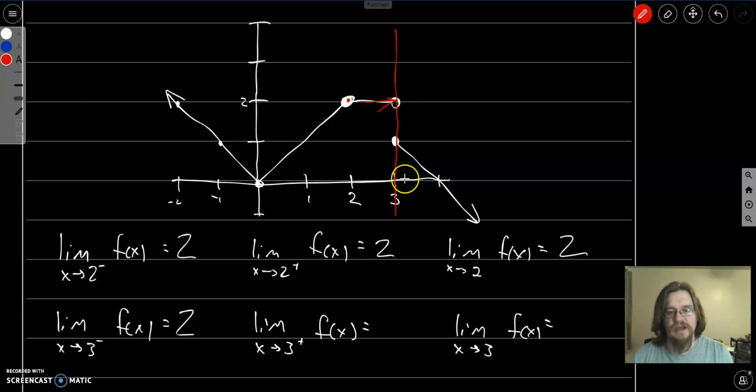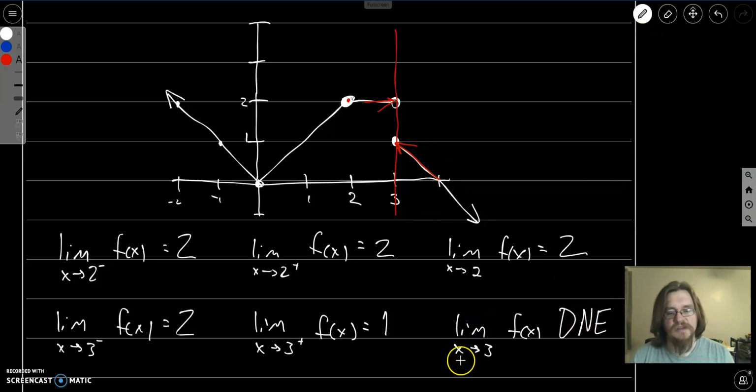From the right, as we come from the right to where x is equal to 3, we're going to be down a little bit. We're going to be down here at 1. So the limit from the right is going to be 1, which means that since these limits aren't the same, we can't talk about the limit, the whole limit. This is simply not going to exist.